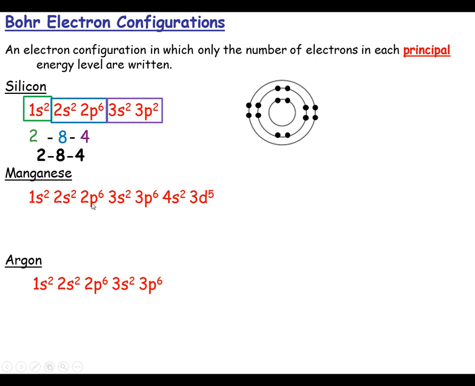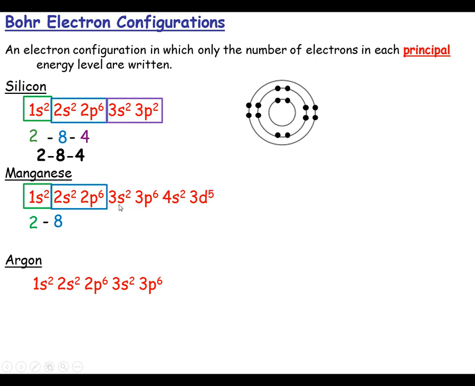Now for manganese, things are a little different. It starts out pretty much the same because there's a completely filled 1s sublevel in the first principal energy level. So again, the first number of the Bohr configuration is going to be a 2. And then with the second principal energy level, a completely full 2s and 2p, so we have a total of 8 electrons in the second principal energy level. It's the third principal energy level that gets a little tricky.